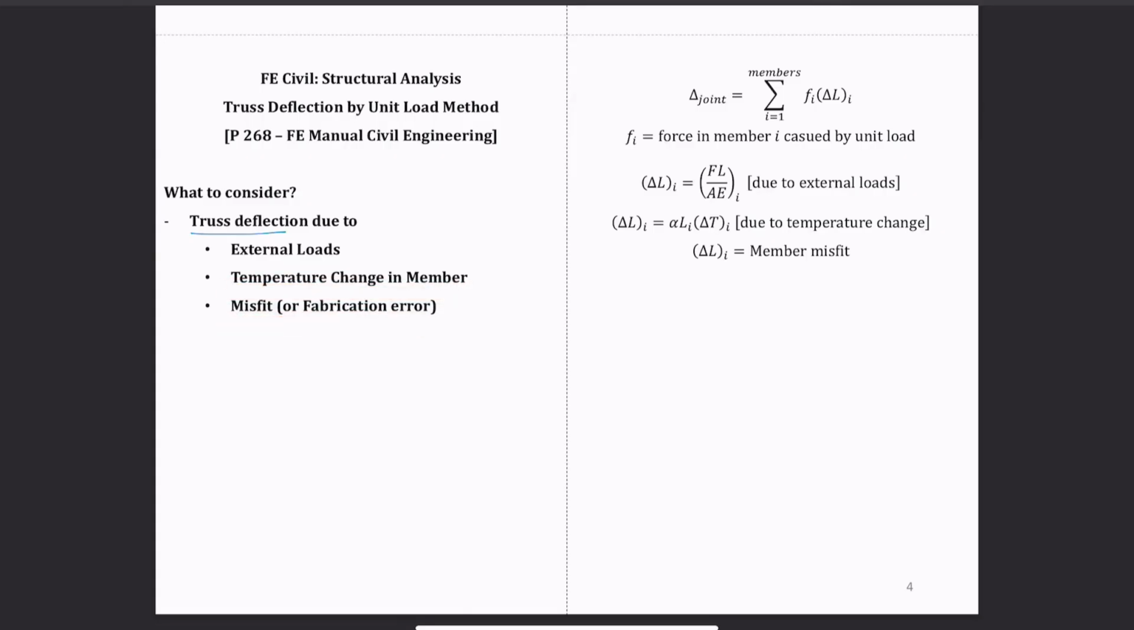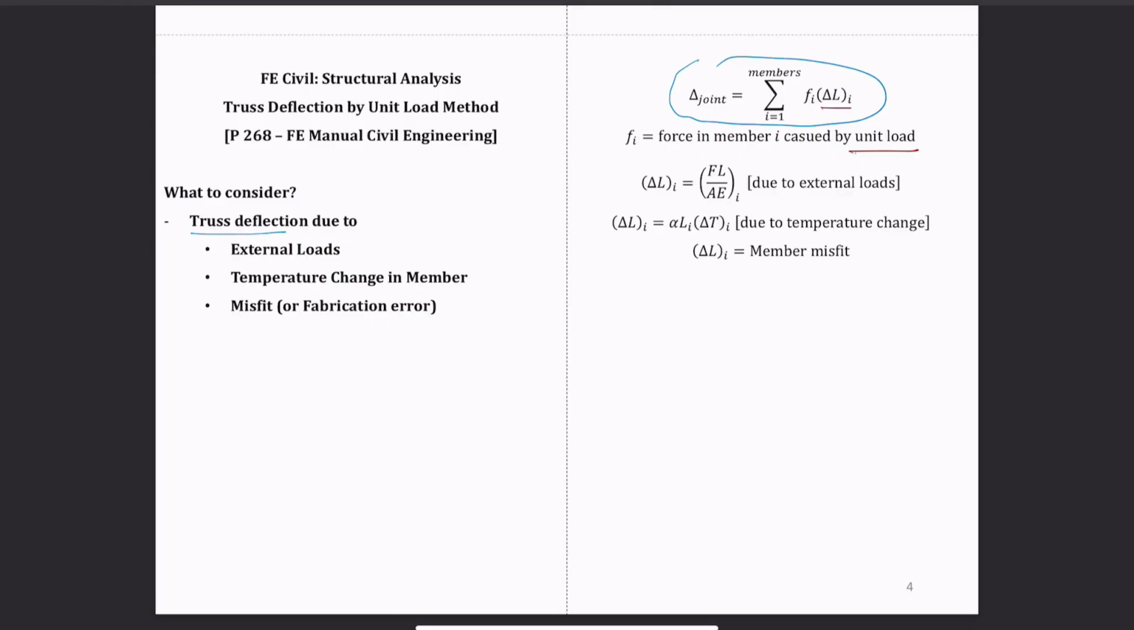Okay, so those are the three cases that you should know how to apply using unit load method to find the truss deflection at each joint. Okay, so here this is from your FE manual example. The equation given in your FE manual is that delta joint is equal to the summation of all the forces f, which is your virtual load or force in the member caused by a unit load, times delta L, which is the change in the length for each member.